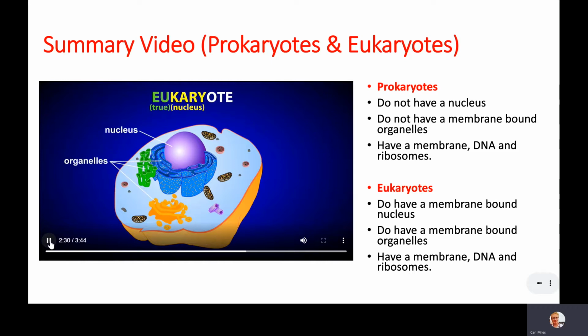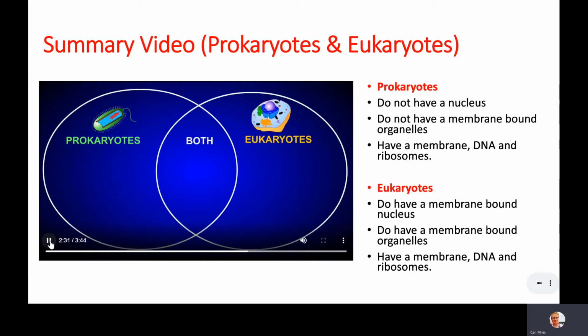Let's take a look at a Venn diagram to compare prokaryotes to eukaryotes and to also see what areas they have in common. Let's start with their commonalities. Both prokaryotes and eukaryotes have DNA as their genetic material, have ribosomes, have cytoplasm, and have a plasma membrane. Now let's look at some of the ways they differ.